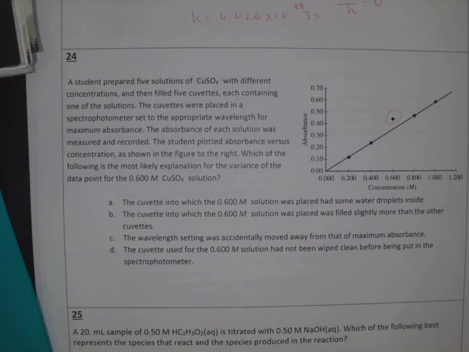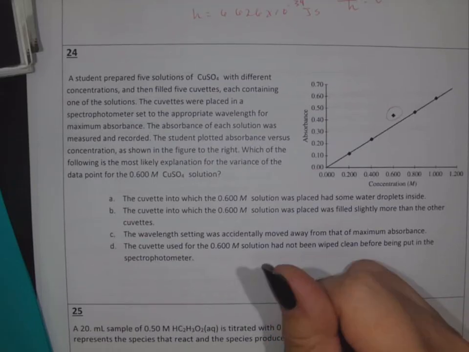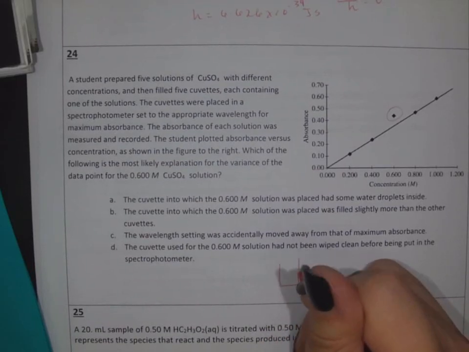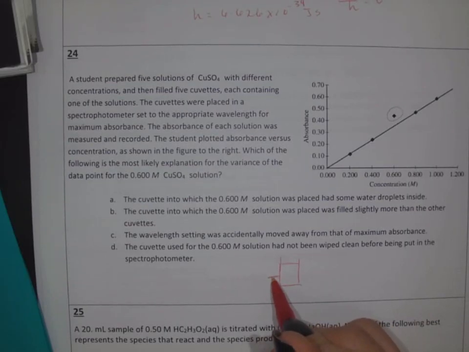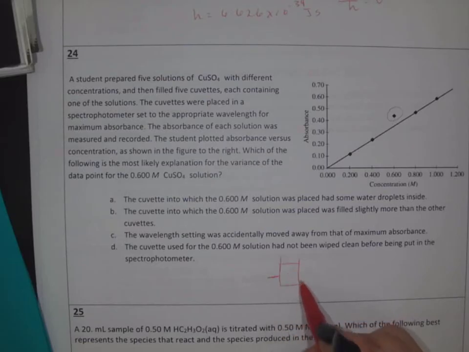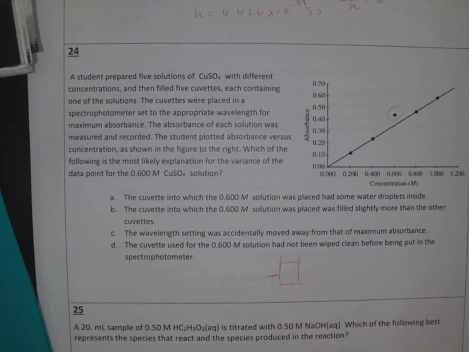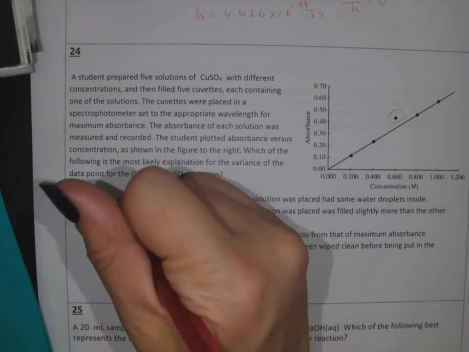Answer option A says the cuvette. Reminder, that's the little square container that we put the liquid in, and then we put it into the spectrophotometer, and it sent light, and it would absorb some of that light, and less of it would come out on the other side, and that's how it was measuring the absorbance. So the cuvette into which a 0.6 molar solution was placed had some water droplets inside of it. That would lower the absorbance.